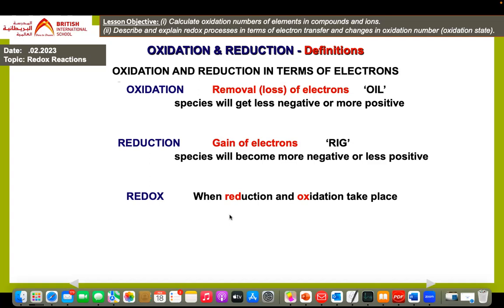Is there any confusion? No, miss. So this is all about the basics of oxidation and reduction.